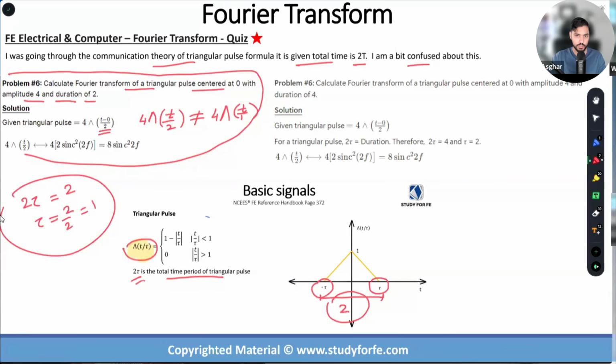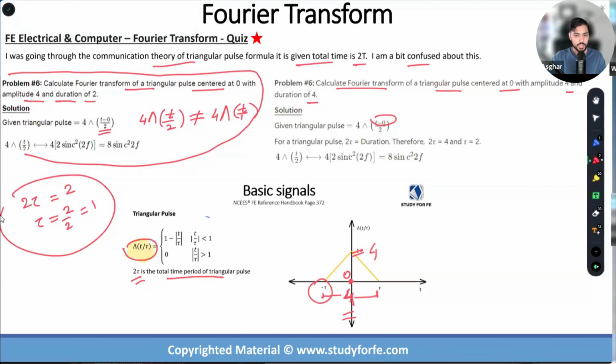So let's look at this scenario. Calculate the Fourier transform of a triangular pulse centered at 0. So t minus 0 emphasizes that. And duration of 4. So when I say the duration is equal to 4, I go here, I quickly mark this up. I'm like, okay, this is 4, right? So this is 4. Now I start constructing my triangular pulse. So this is a magnitude of 4, centered at 0, so far so good, duration of 4.